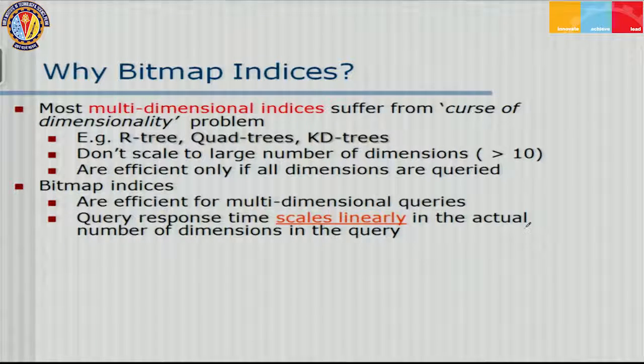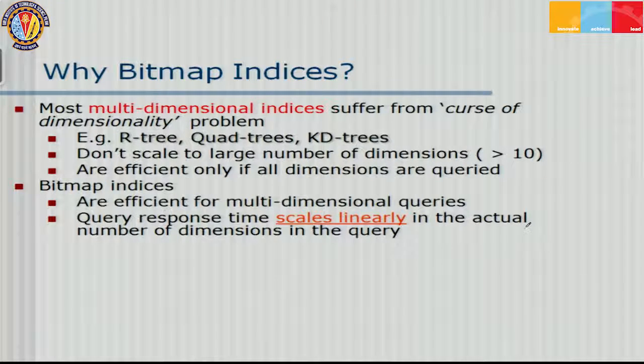most of the other multidimensional indexing structures suffer from what is called the curse of dimensionality. For example, R trees, KD trees, quad trees, they all suffer from the curse of dimensionality problem, and as a result they don't scale to a large number of dimensions, say greater than 10, and are efficient only if all available dimensions are queried. So these are the limitations.